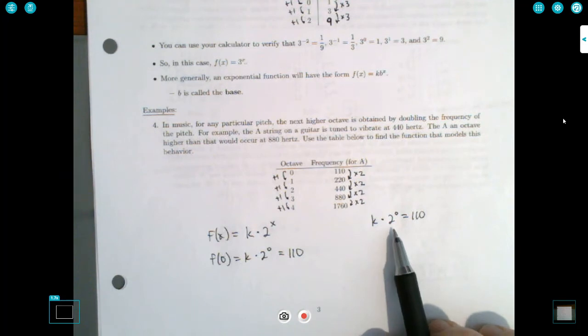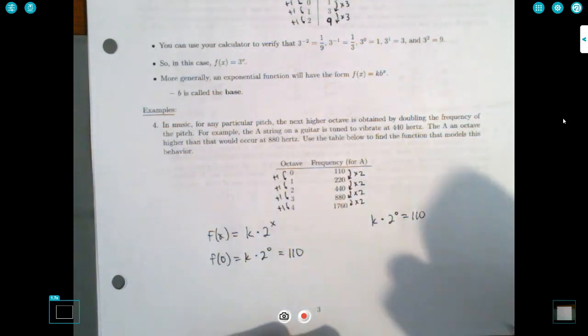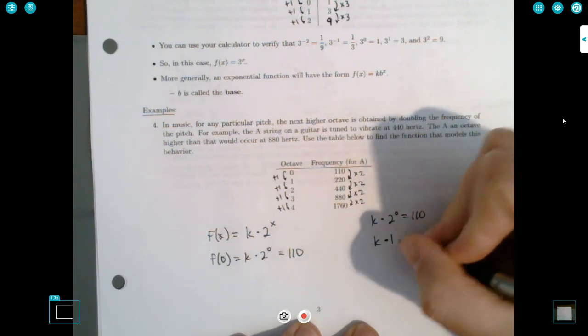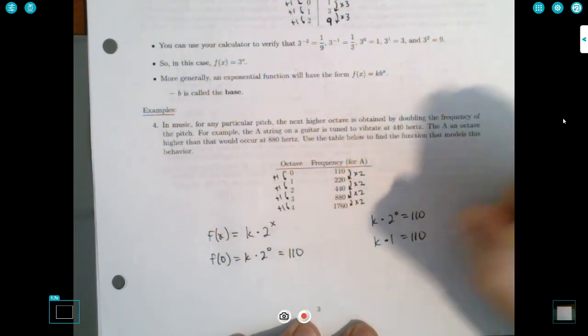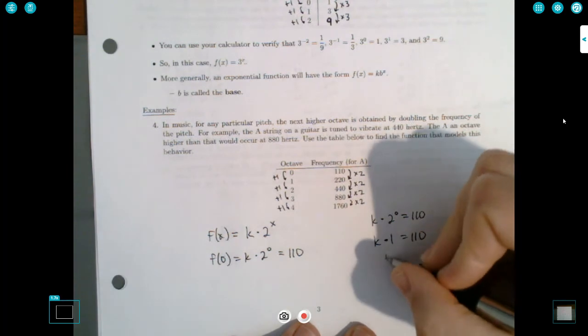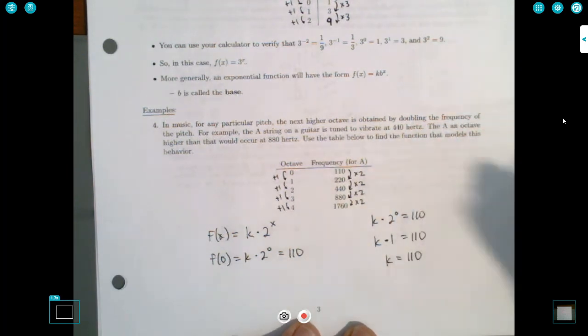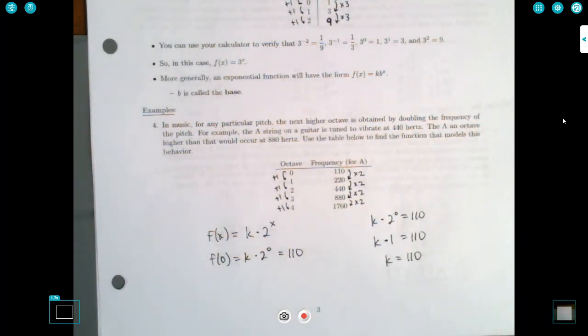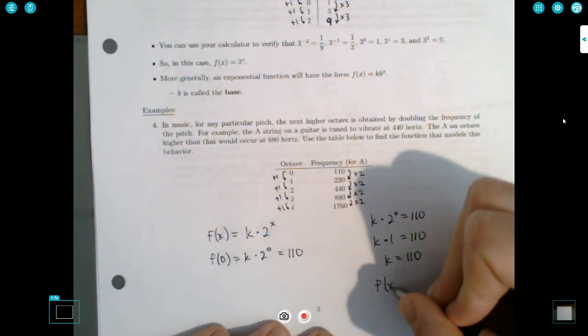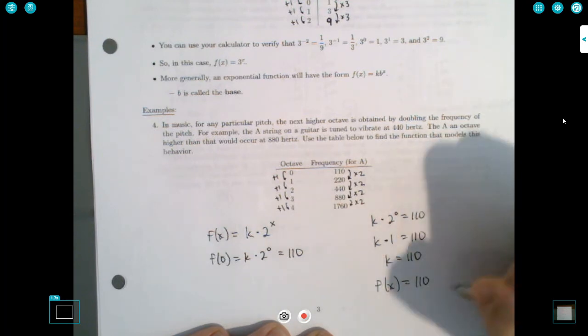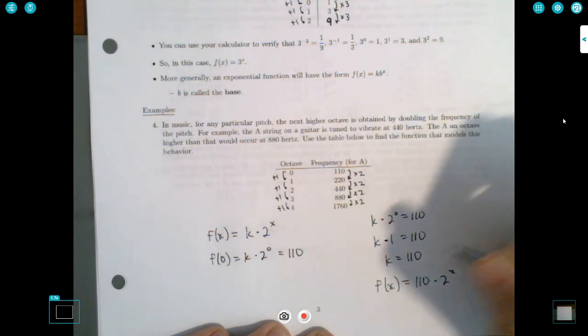To begin with, I'm going to punch 2 to the 0 into my calculator, and if you do that, you notice that 2 to the 0 is just 1. And then k times 1 is just going to be k. So there you go, k is just 110. All right, so f of x is 110 times 2 to the x.